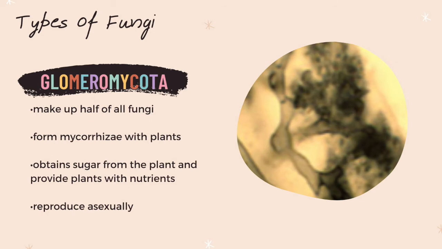The third one is glomeromycetes, and these make up half of all fungi found in soil, and they often form mycorrhizae with plants. In fact, 80 to 90% of all land plants develop mycorrhizae with glomeromycetes. The fungi obtain sugars from the plant and in return dissolve minerals in the soil to provide the plant with nutrients. These fungi also reproduce asexually.